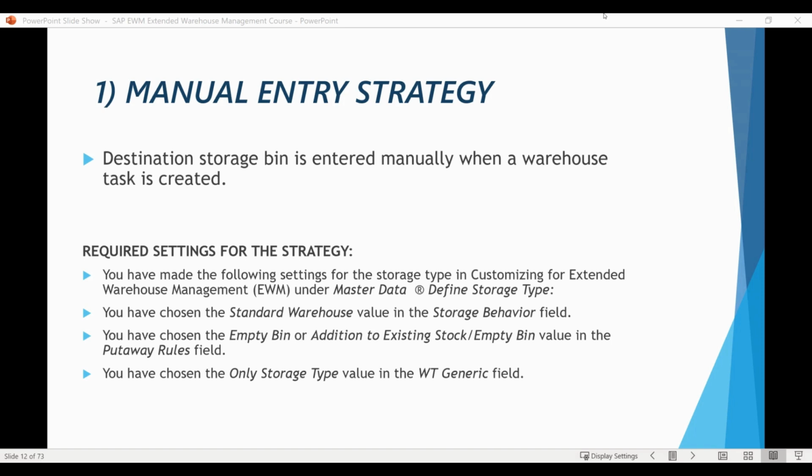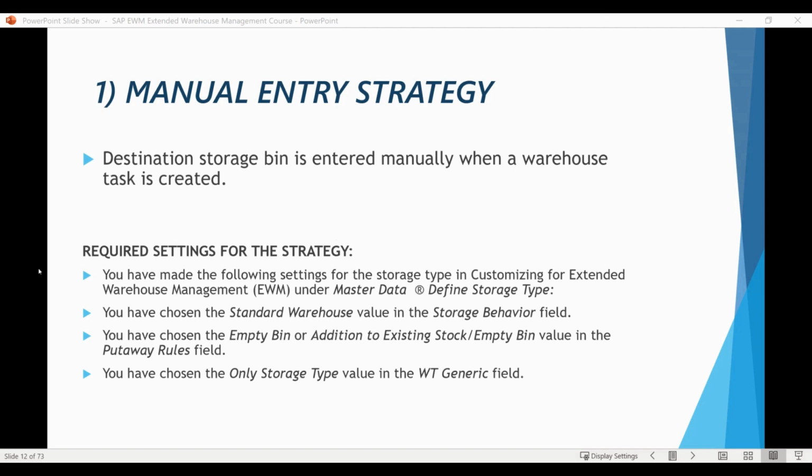The first strategy is called manual entry. This strategy means that the system will not automatically determine the best storage bin where the product should be placed, but only proposes which storage type in your warehouse should be used. A warehouse operator can select the most suitable storage bin herself during put away.